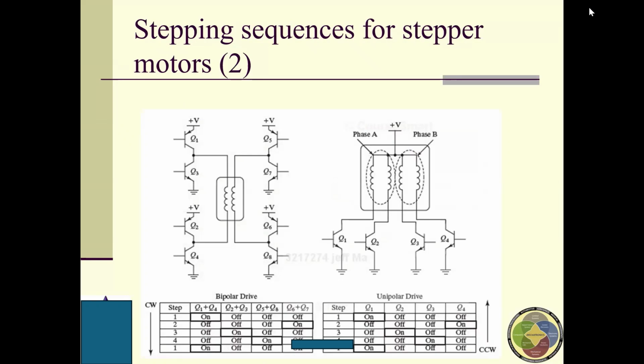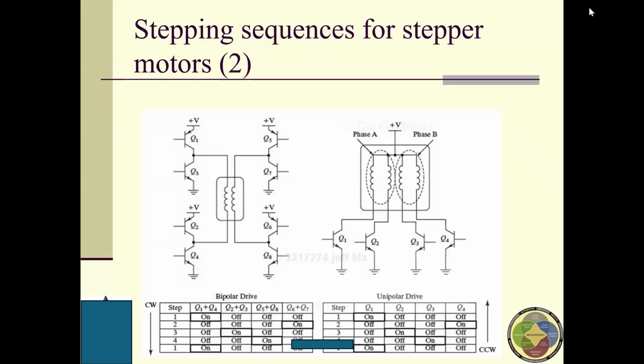This is the H-bridge for this phase. This is the H-bridge for this phase. And for this is the bipolar or unipolar, bifeeder or unipolar. And we have 4 individual NPN circuits. So here is a bipolar drive, and a unipolar drive here.